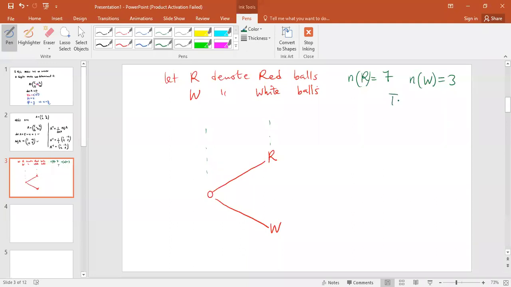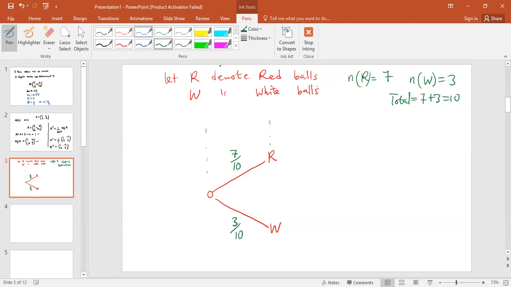Now for the total, the total number of balls is 7 plus 3 to get 10. 10 is the total. So if we are to pick the first red ball here, there are how many? There are 7. So it's 7 over, out of how many? There are 10 in total. So picking the red is 7 over 10. Then we come to the stem. If we picked the white on the first pick, there are 3 over 10.